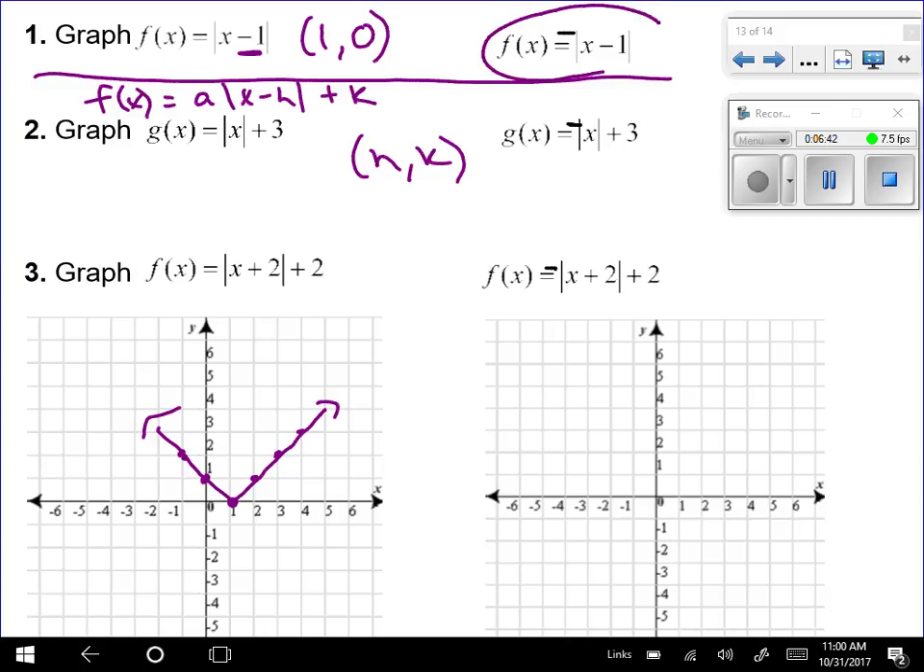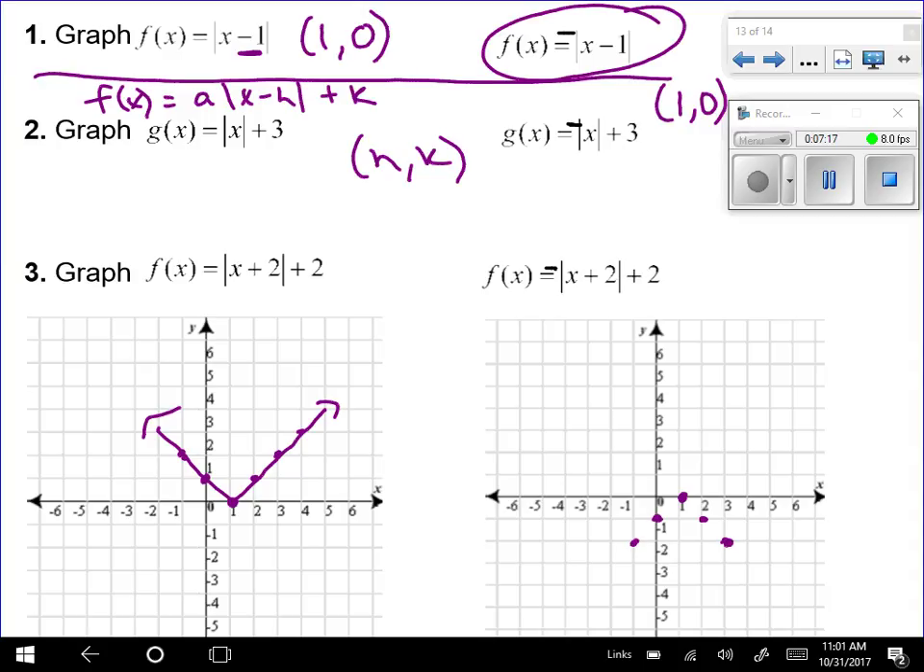Now, if we look at this graph, it's going to look just slightly different. If we think about our vertex, it's actually going to be the same for this graph. It's going to be (1, 0) because h is 1 and k is 0. So we're still going to be right here. But in this case, since we have this negative here, it's going to be heading down. So at 0, it's going to be at negative 1. At 2, it's going to be at negative 1. At negative 1, it's going to be at negative 2. At 3, it's going to be at negative 2.